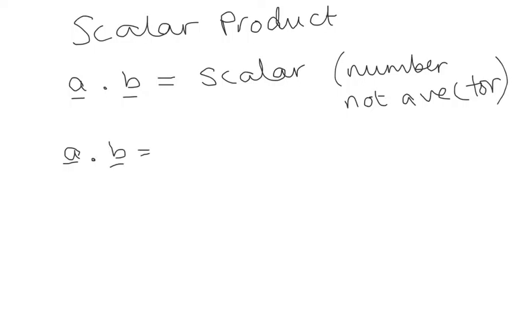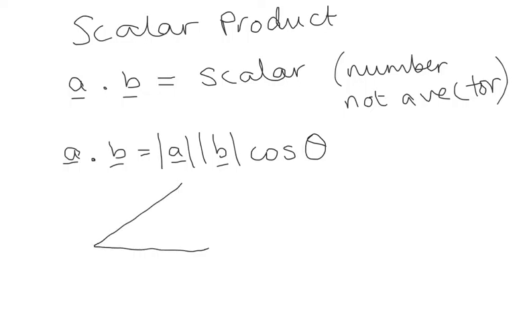Working out A dot B, there is a formula to work out A dot B. It is the magnitude of A multiplied by the magnitude of B cos theta. Cos theta is the angle between the vectors. Vector A has to be drawn coming out from the same place as vector B. So the arrows start from origin going outwards, like this.